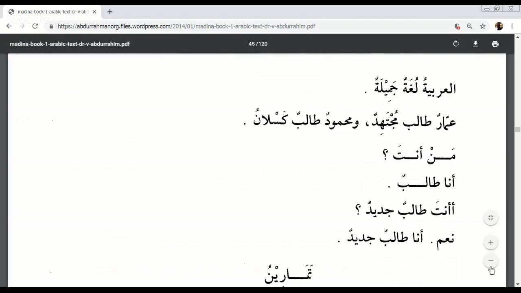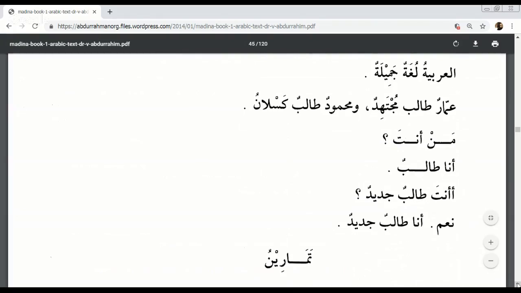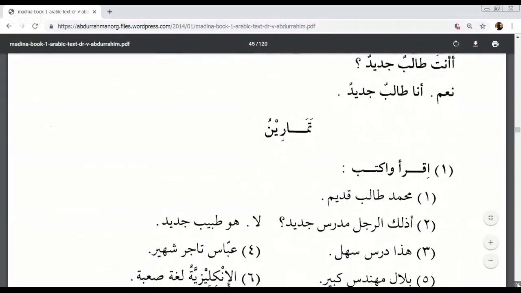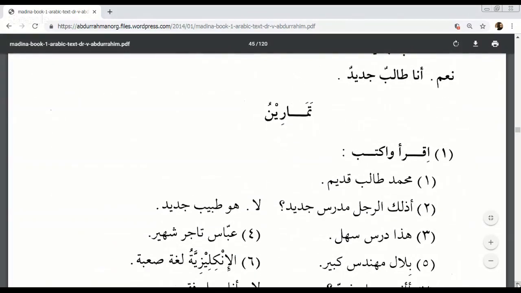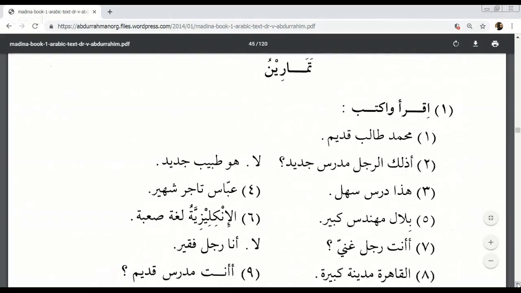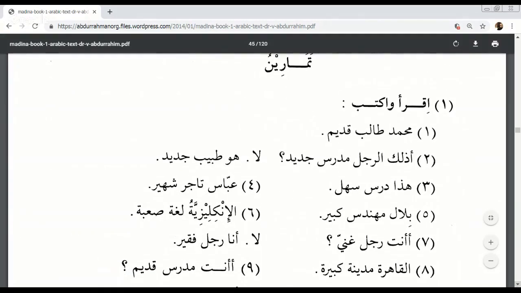Na'am. Na'am means yes. Na'am. Yes. Ana talibun jadidun. Good. Meaning? Yes, I am a new student. Exactly. Good. Which then brings us on to the tamarin exercise. And we have a reading exercise. Interesting. It looks like we have 10 sentences here. So what we'll do, I'll give this exercise to you as homework.